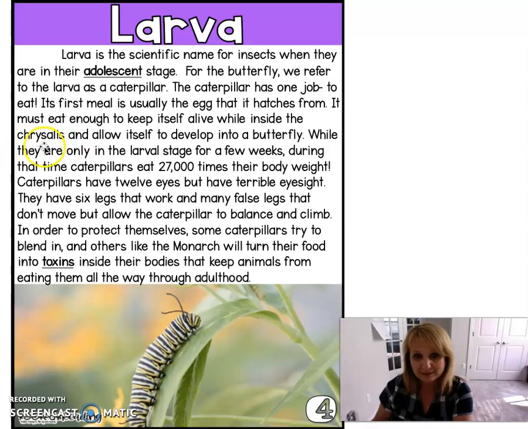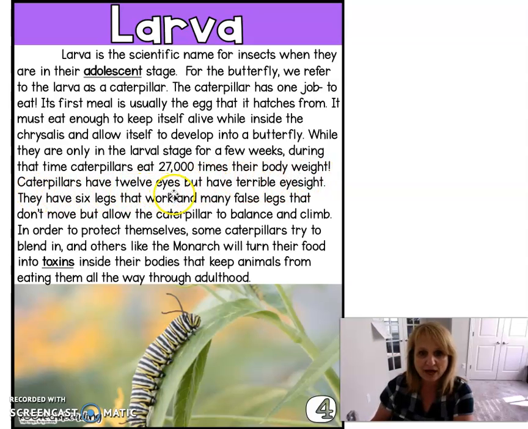Ooh. Let's think about what the chrysalis might be. If the caterpillar's inside the chrysalis, what do you think the chrysalis is? It's the cocoon, yeah. And it allows itself to develop into a butterfly. While they are only in the larval stage for a few weeks, during that time, caterpillars eat 27,000 times their body weight.